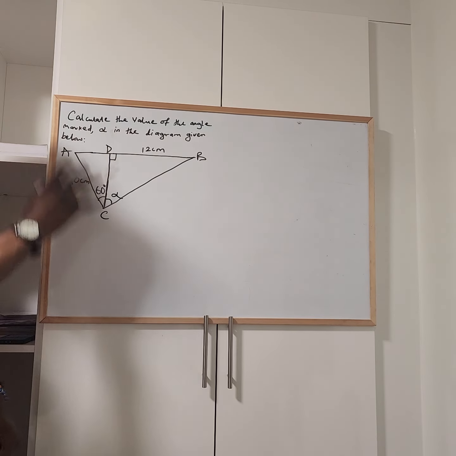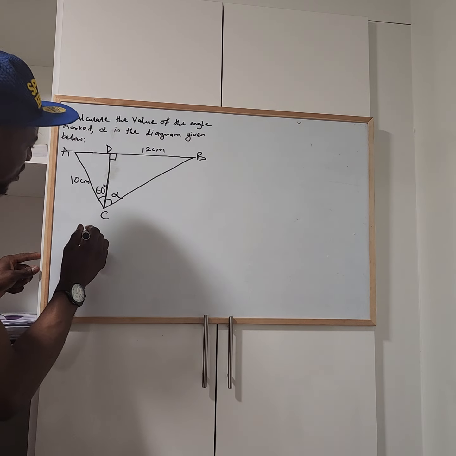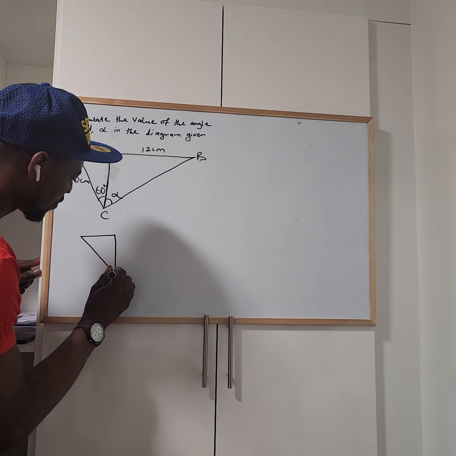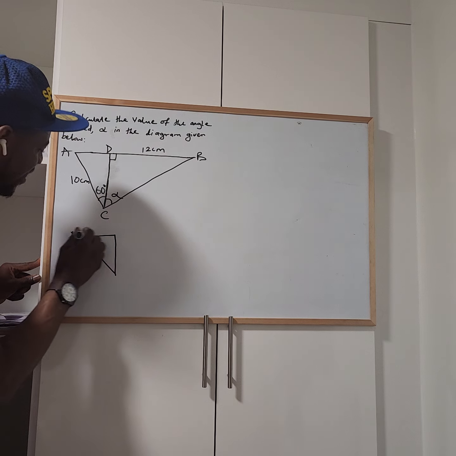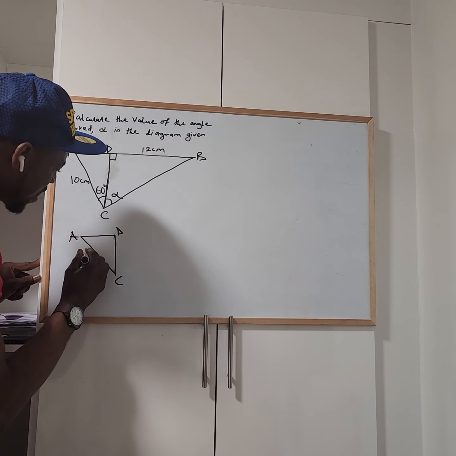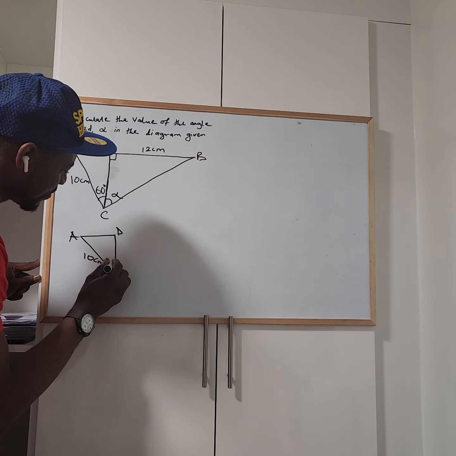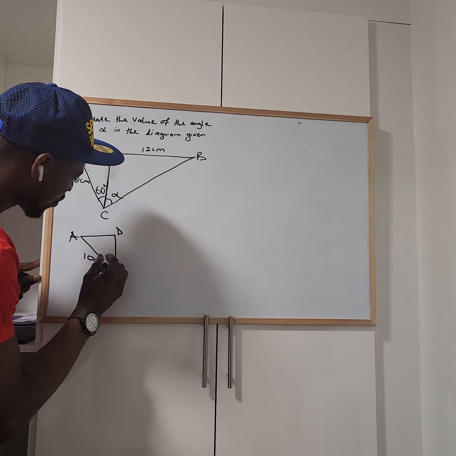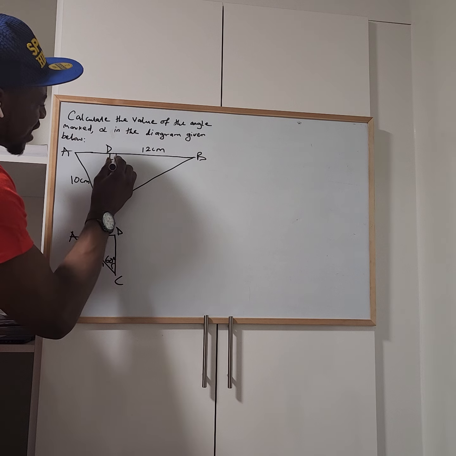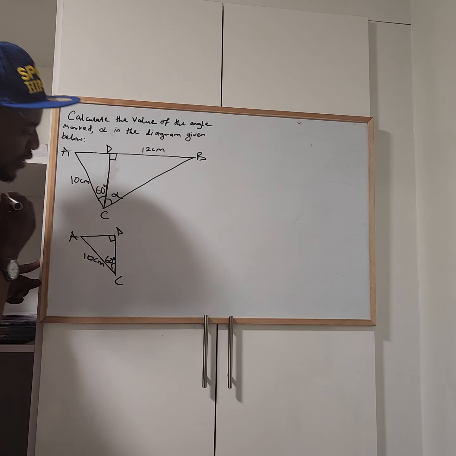Let us analyze this diagram here. If I bring out this side of the diagram, which is marked A, D, C, the length of this side AC is 10 cm. There is an angle given here, which is 60 degrees. Now, because this side is a right angle triangle, as you can see, this is also a right angle triangle.